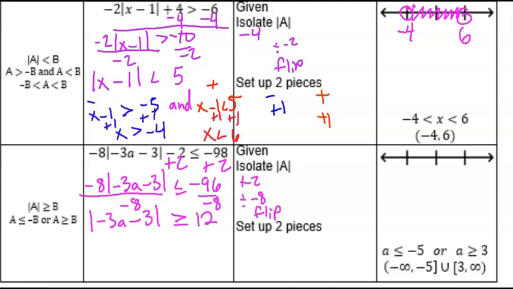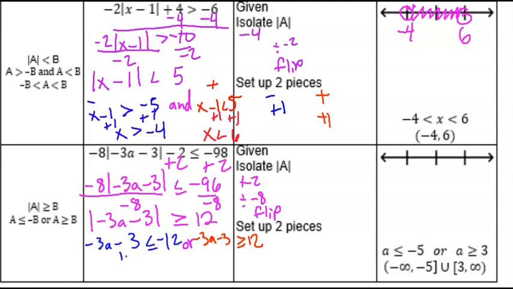From there, you're going to set up your 2 pieces, your negative piece and your positive piece. Solve for each. Remember, when you do your negative piece, you also flip the inequality sign. The word we'll put in between is "or."